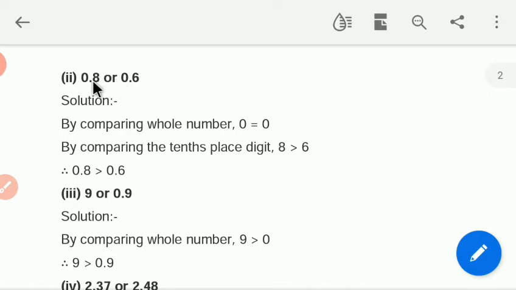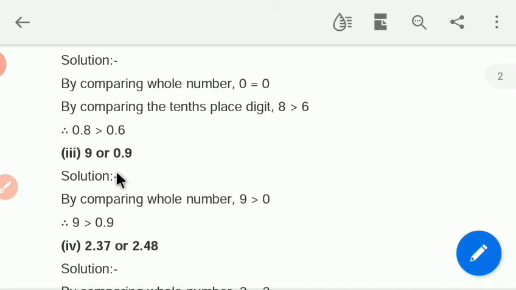Now we'll compare its 10th place digit. The 10th place digit is here 8 and here it is 6. So 8 is greater than 6. It means 0.8 is greater than 0.6.